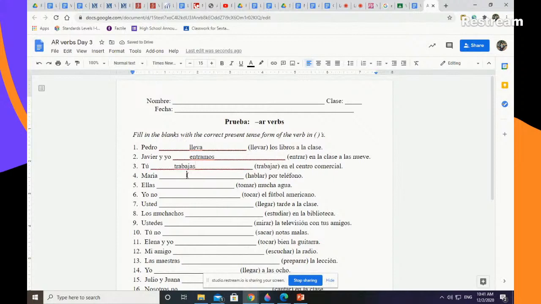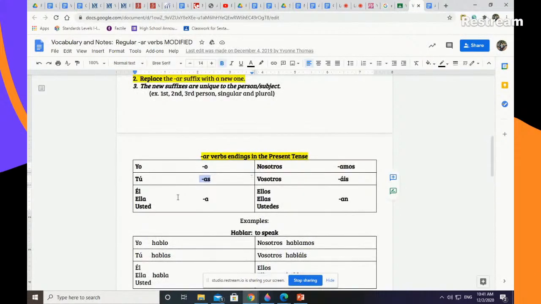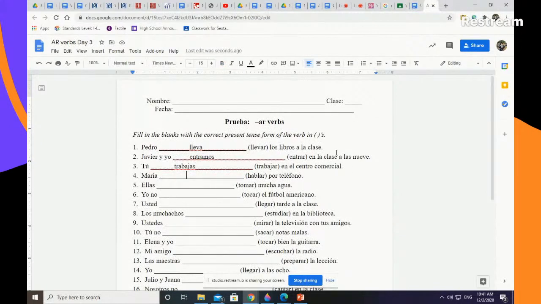Okay. Maria. I'm not Maria. You're not Maria. So Maria must be ella, she. We're talking about her, so in the third person. So she gets an a. Put that a on the end for Maria. Habla. And the a replaces ar. Okay.